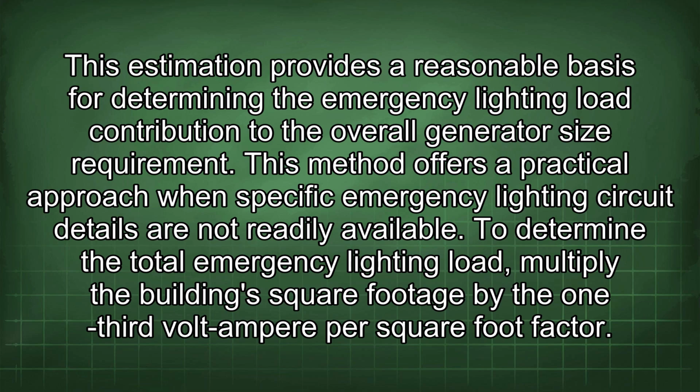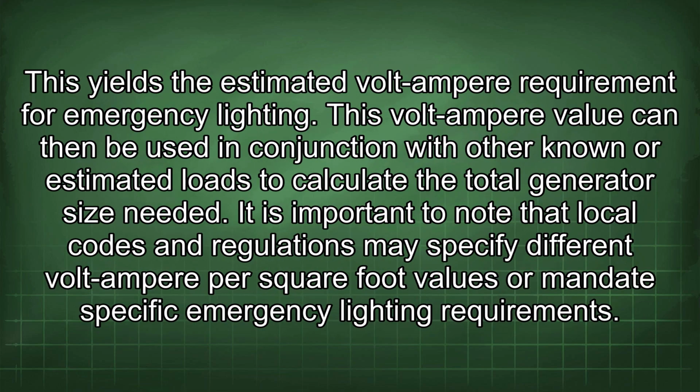To determine the total emergency lighting load, multiply the building square footage by the 1/3 volt-ampere per square foot factor. This yields the estimated volt-ampere requirement for emergency lighting. This volt-ampere value can then be used in conjunction with other known or estimated loads to calculate the total generator size needed. It is important to note that local codes and regulations may specify different volt-ampere per square foot values or mandate specific emergency lighting requirements.